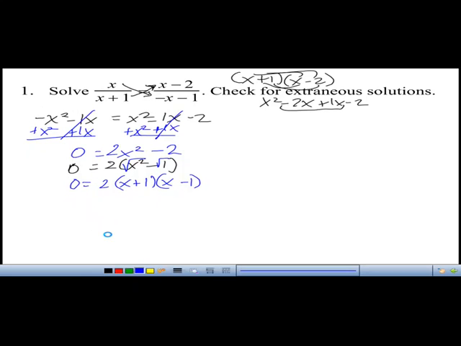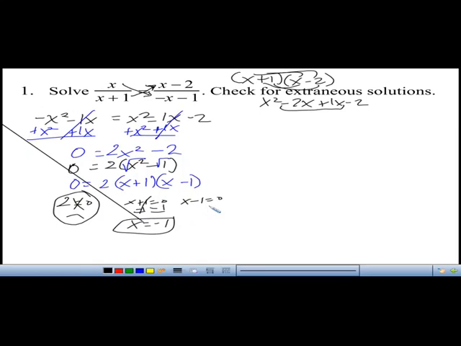So I'm going to write 2 equal to 0, x plus 1 equal to 0, and x minus 1 equal to 0. So 2 does not equal 0, so we get rid of that. Minus 1, x equals negative 1; plus 1, x equals 1.